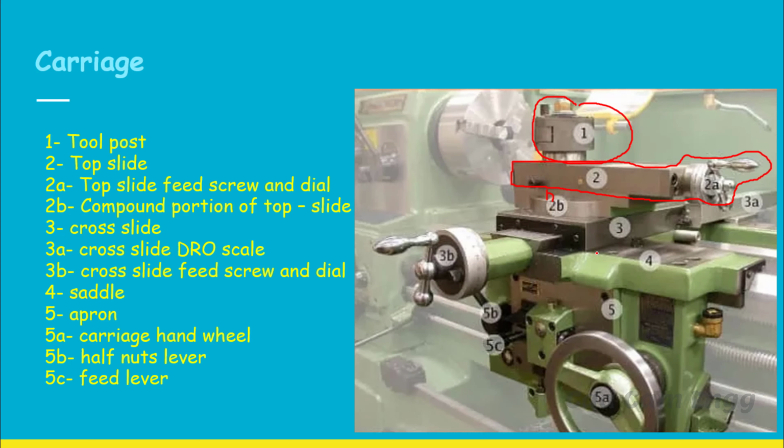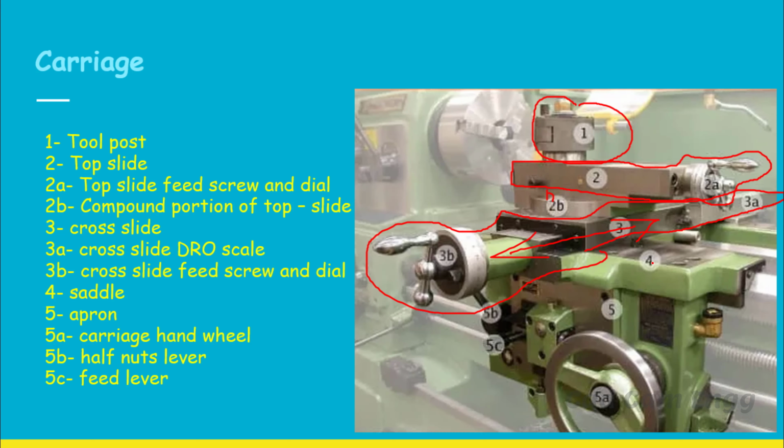Next one is the cross slide. So this is called the cross slide up to here. In the cross slide also we have the hand wheel. We use the hand wheel to move the cross slide in and out of the workpiece in this direction. Okay, so that is the main purpose.